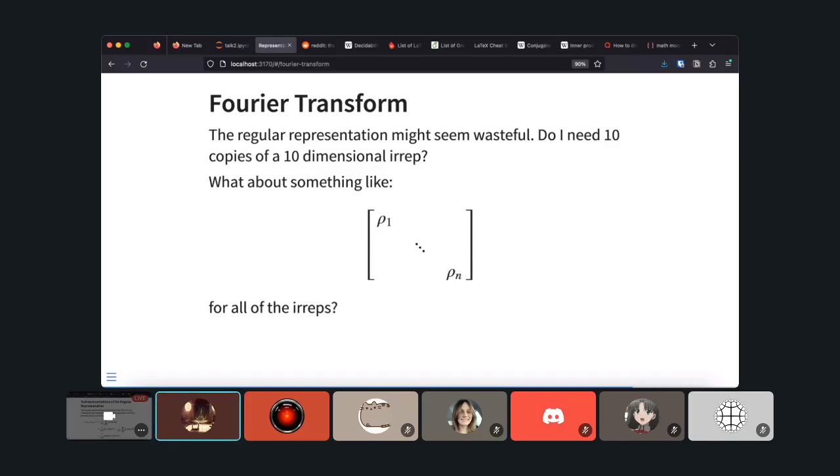You can actually have a basis for every function where, instead of each irrep showing up 10 times, each irrep shows up once, and you get this block diagonal, essentially Jordan form for all of the functions on your group. And that's it. That's the Fourier transform.